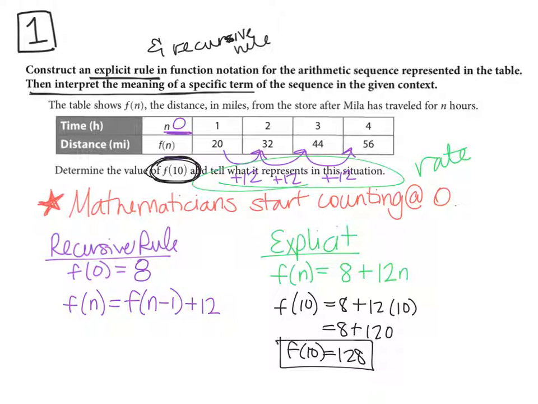And then if we just read the labels here, and we want to interpret the context, f of 10 equals 128 means at 10 hours, the distance will be 128 miles. All right, at 10 hours, the distance will be 128 miles.